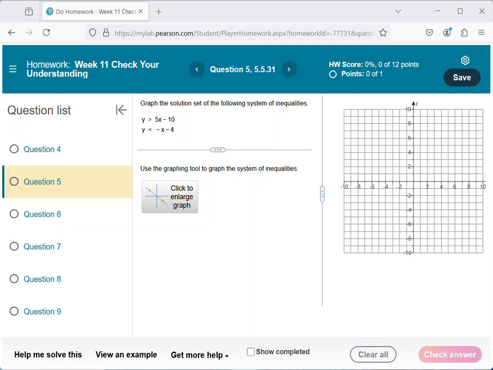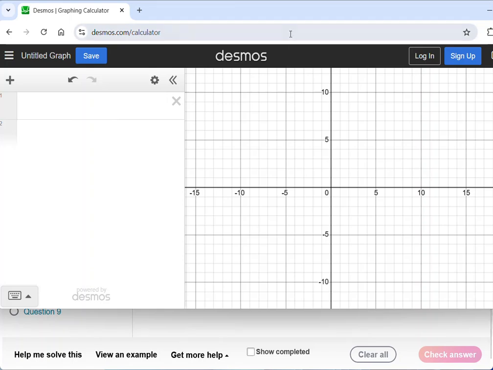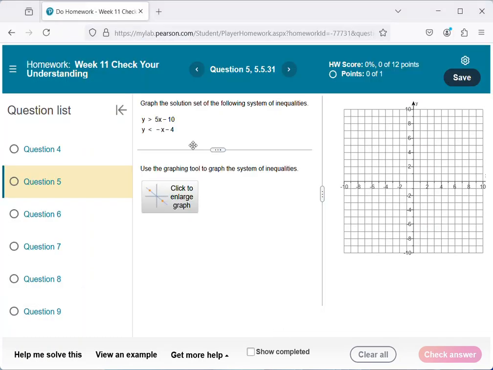In this video, we're going to solve a systems of inequalities problem in MyLab, and we're going to use Desmos to help us. So here I have the system that I want to graph. I'm going to start by using the Desmos graphing calculator, and I'm going to type in the two equations, and this is going to help me graph the lines of my system.